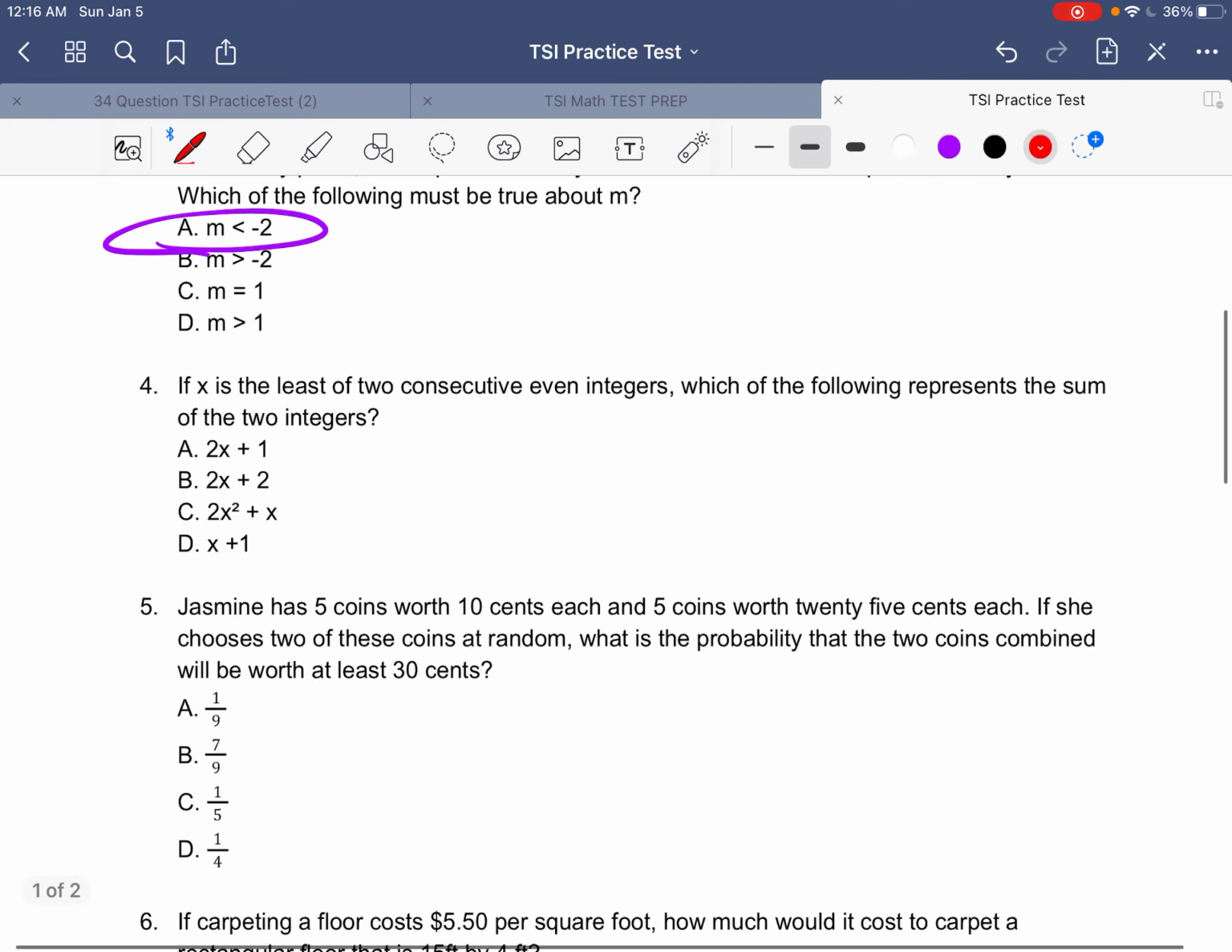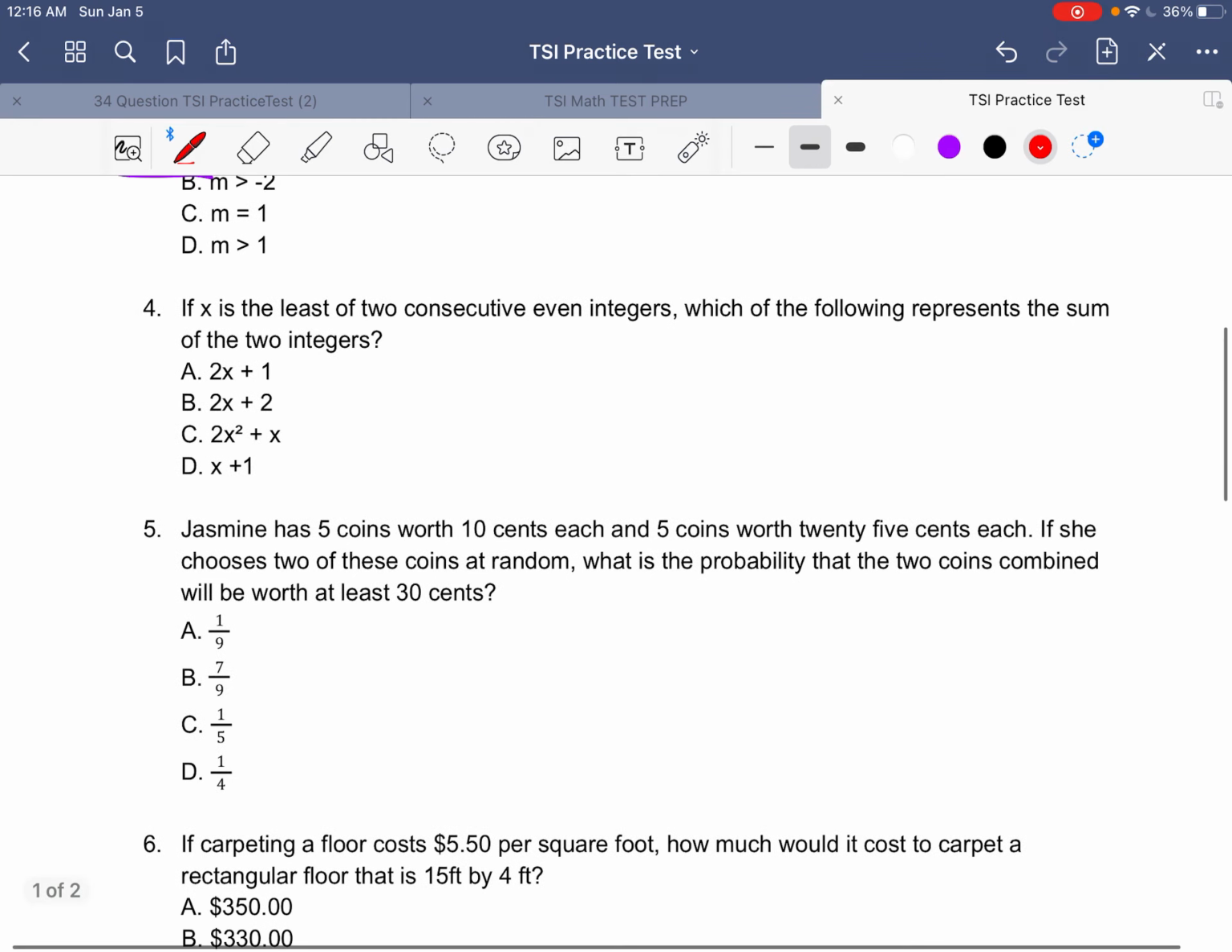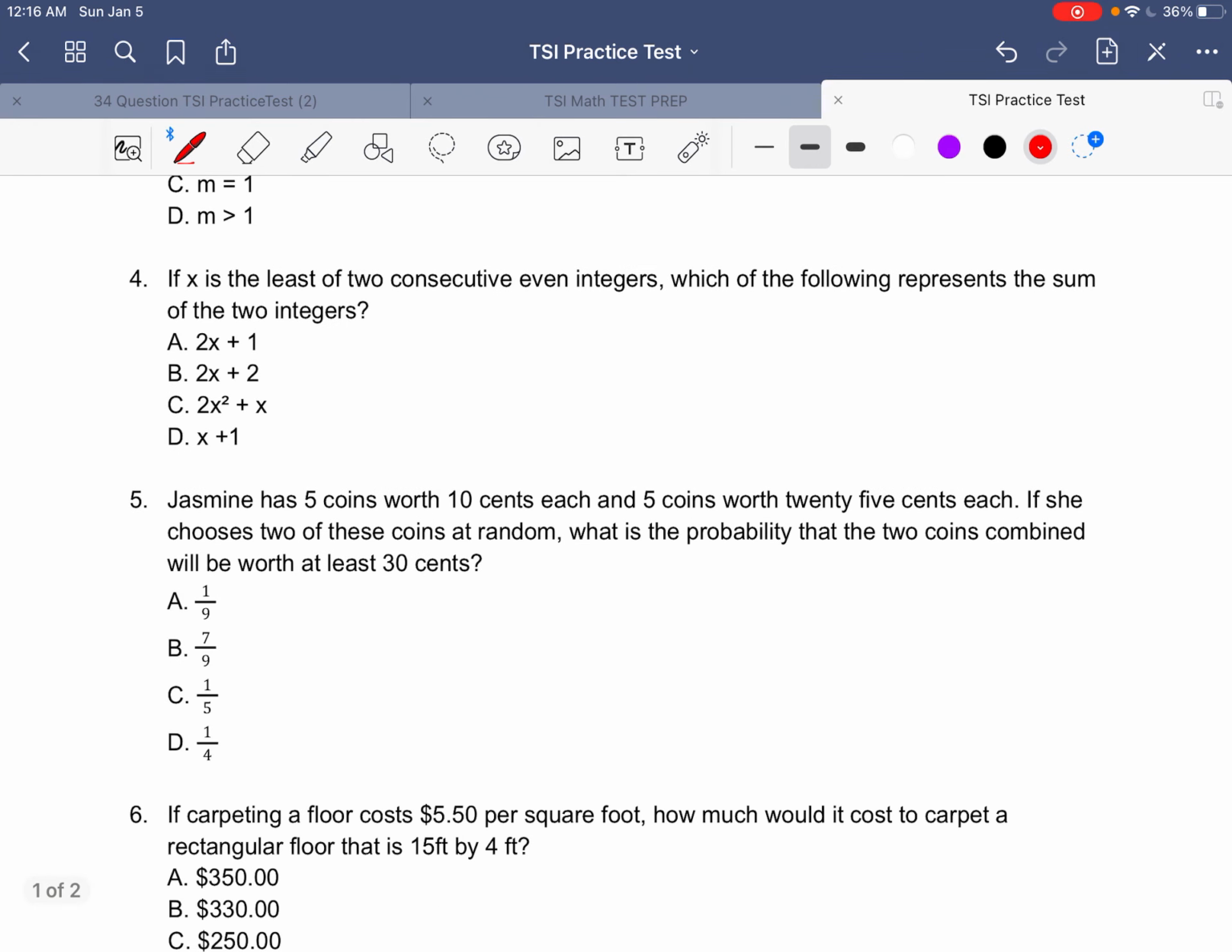It says, if x is the least of two consecutive even integers, which of the following represents the sum of the two integers? All right, so as a review, two consecutive even integers. Integers just means numbers. Even means even numbers: 2, 4, 6, 8, 10. Consecutive just means numbers that come after each other. So let's do an example. 2, 4, and 6. Those are consecutive even integers. They come right after each other. They're even and they're numbers.